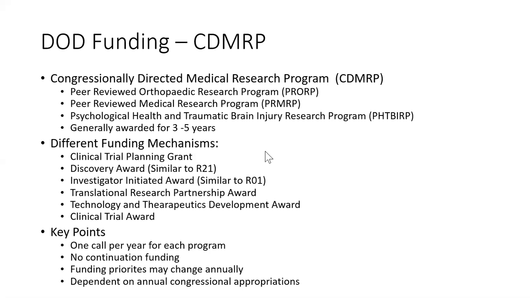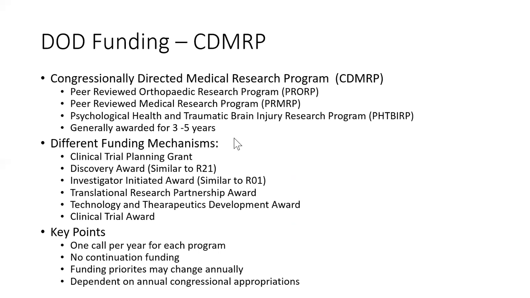So as Jeff talked about, I'll go through first the primary mechanisms that are available. So the largest funding source that the DoD has is what's called the Congressionally Directed Medical Research Program, or CDMRP. And within the CDMRP, they have several research programs that fall under that. The ones that are probably of most interest to most people in our area of research would be the Peer-Reviewed Orthopedic Research Program, or the PRORP, and the Peer-Reviewed Medical Research Program.